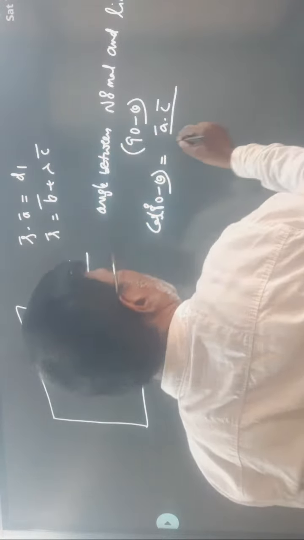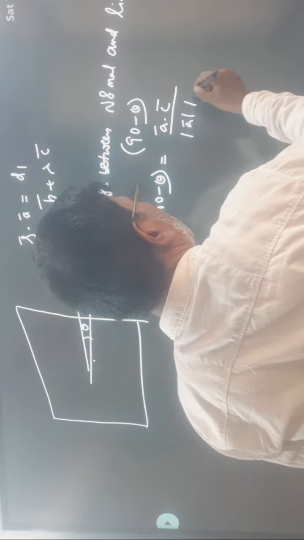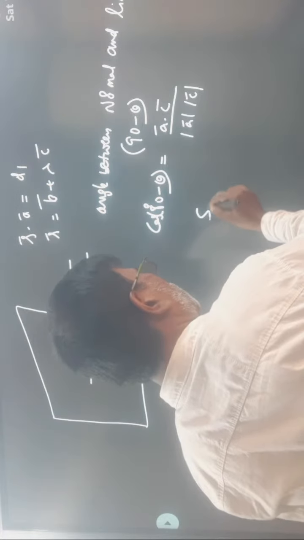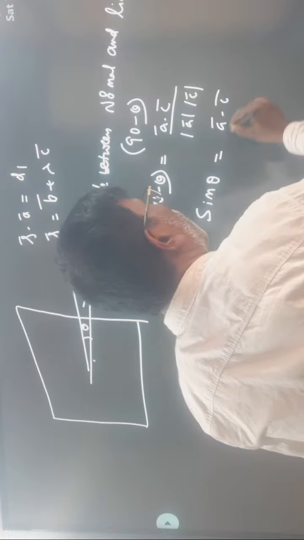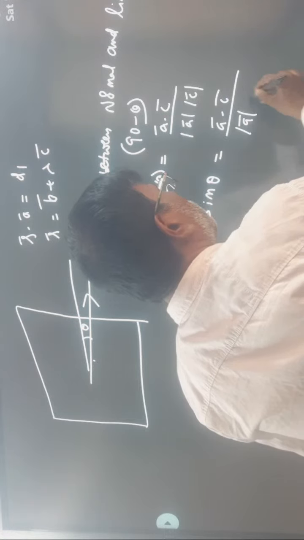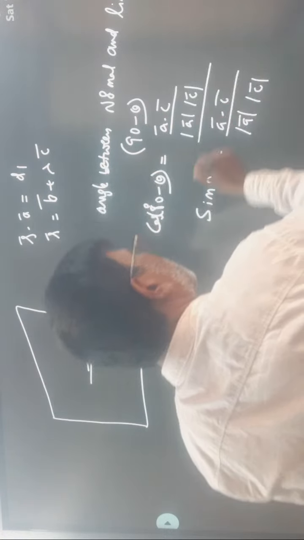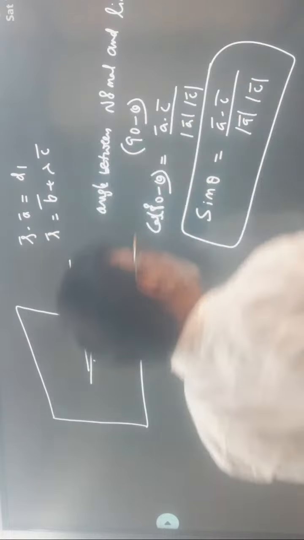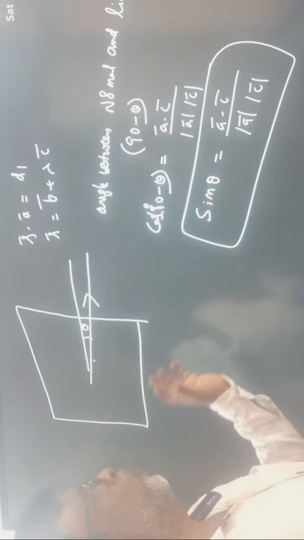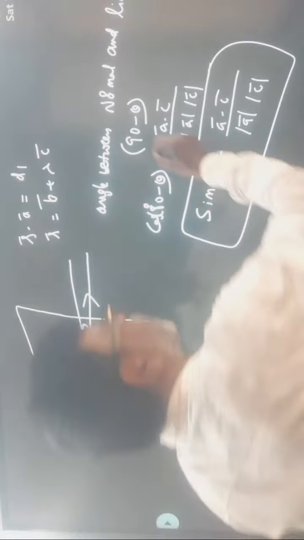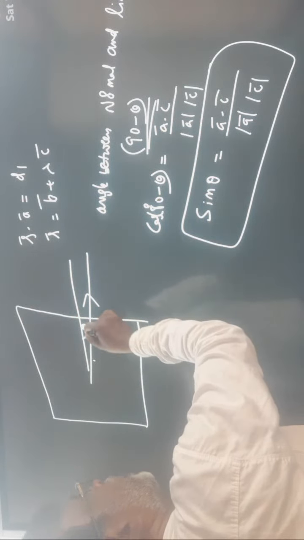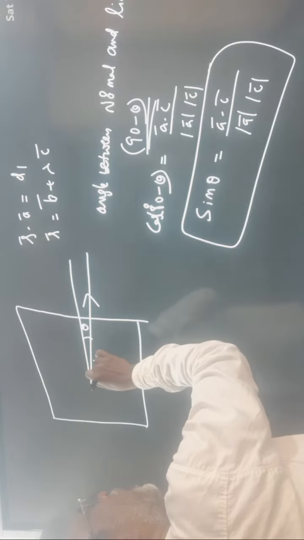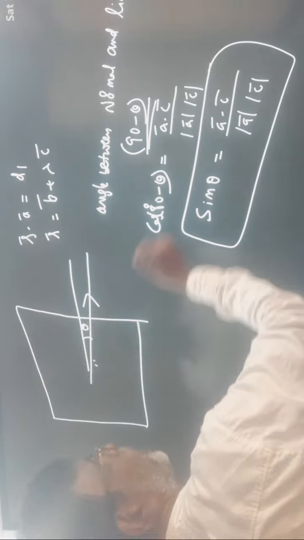So that is mod a mod c. That is cos(90 − θ), which gives sin θ = (a bar · c bar) / (mod a bar mod c bar). That gives the angle between the plane and the line. The angle between the normal and the plane is 90 − θ, because the angle between the line and the plane is θ. So the angle between the normal and the line is given like this, 90 − θ.